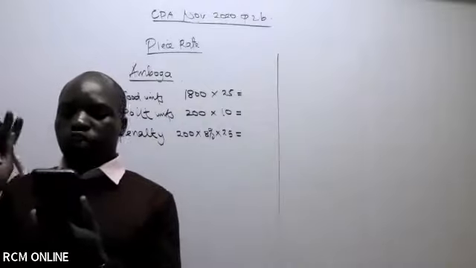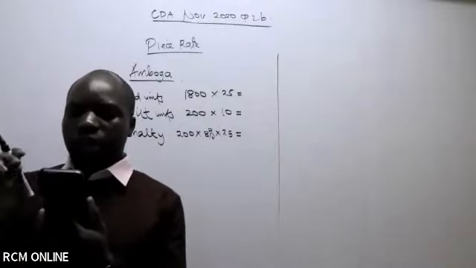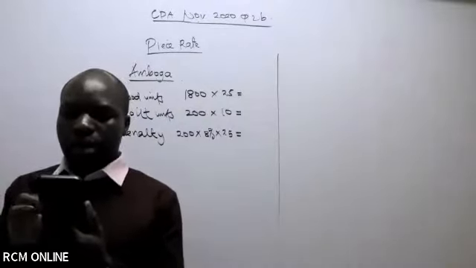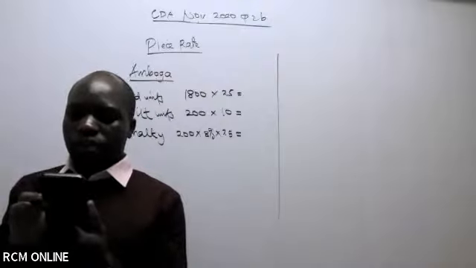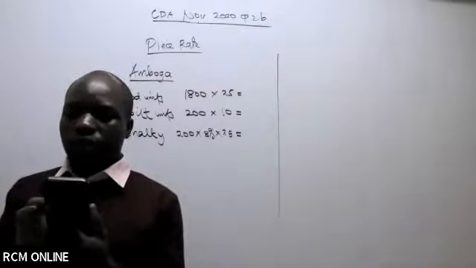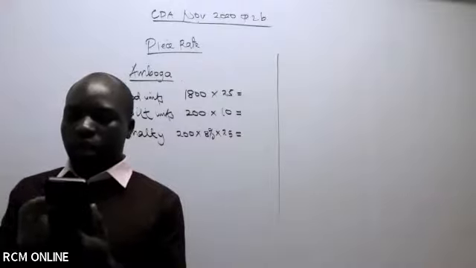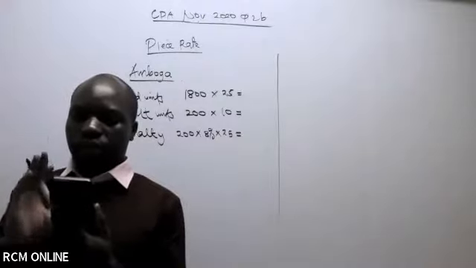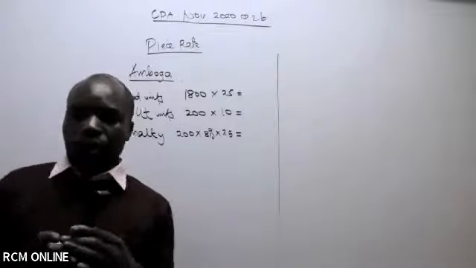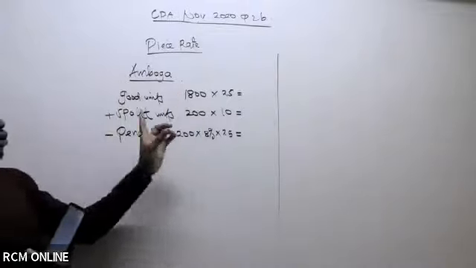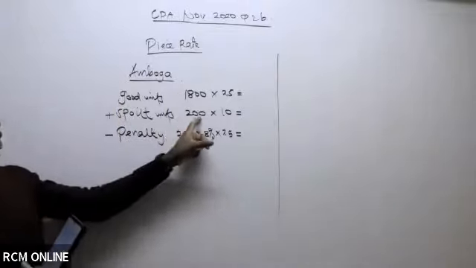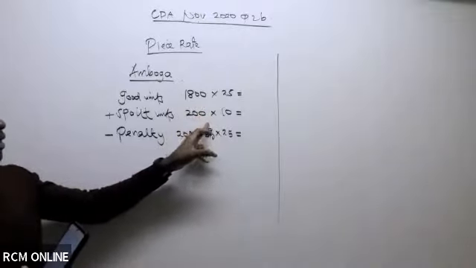We are using two methods. The first one is piece rate with guaranteed time rate. The company pays its casual workers 25 shillings for every good output. Any spoiled output is paid at the rate of 10 shillings. This person managed to produce a total of 2,000 units. Of these 2,000, 200 are spoiled.